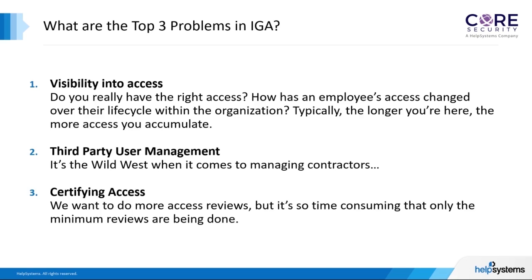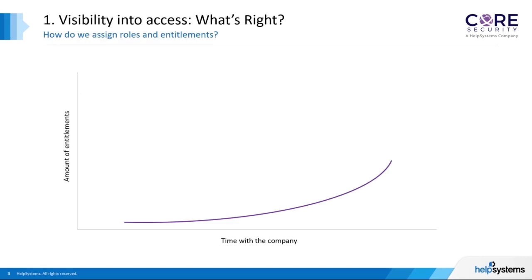So let's take a look first into the first of these problems, which is really visibility into access. And I think most people and most organizations already know that as an employee spends time with the company, you will have a growth of entitlements that these users will have. And of course, when we interview many of our clients, we're talking anywhere between 50 to 100 to 150 entitlements per employee. So obviously this becomes a pretty big problem when you're talking about tens of thousands of employees in some organizations.